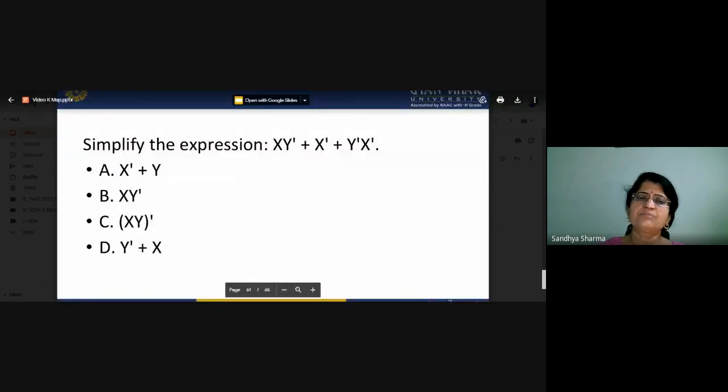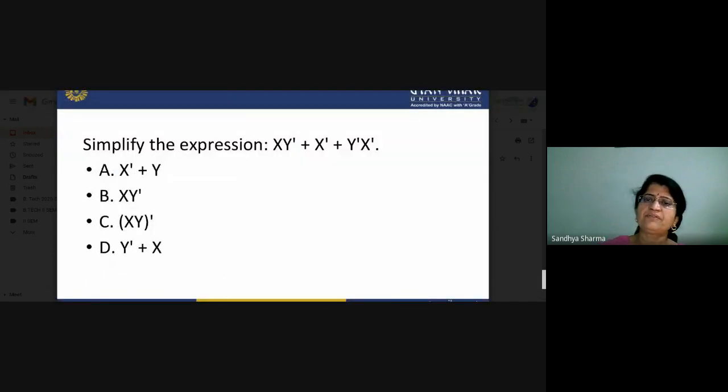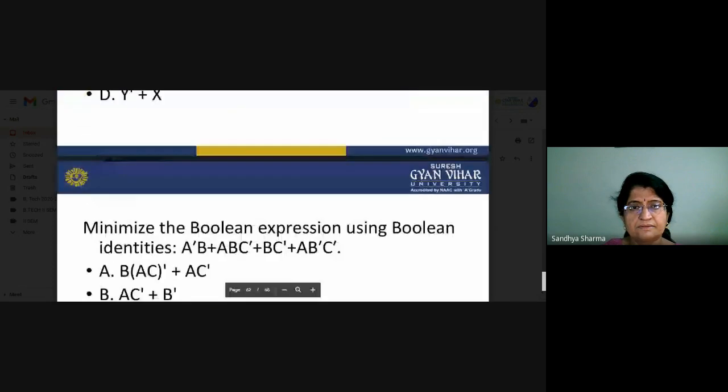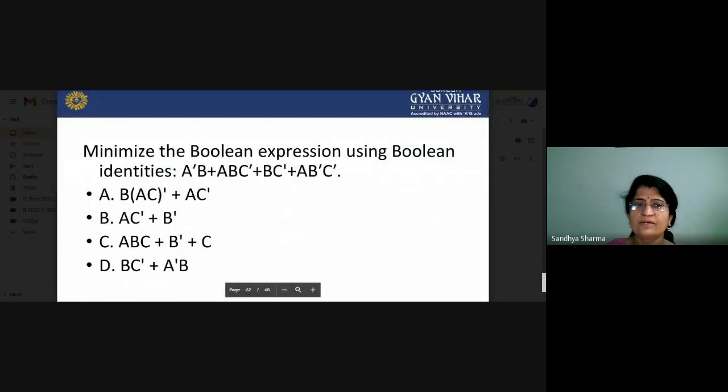This is a very simple rule. How you can simplify it? Take the common points, put the values, and you can again simplify it. Again, apply the different Boolean rules, and then you can optimize.